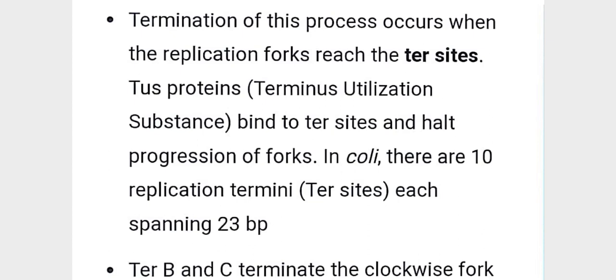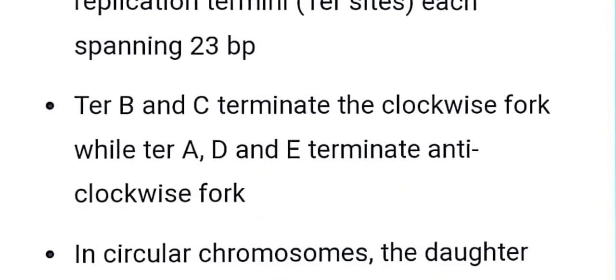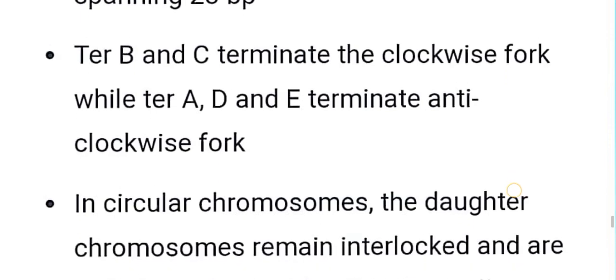TUS proteins, terminus utilization substances, bind to TER sites and halt progression of forks. Overall, there are 10 replication termini, each spanning 23 base pairs. TER B and C terminate the clockwise fork, while TER A, D, and E terminate the anti-clockwise fork.